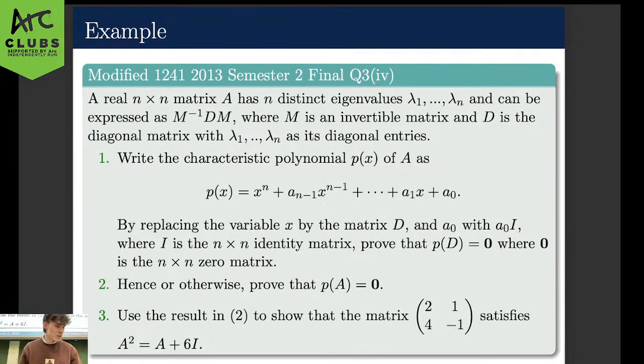Now the first part of the question says, write the characteristic polynomial p of x of A in the form of a general degree n polynomial. And then it says to replace the variable x by the matrix D and replace the constant a0 by a0 multiplied by I, where I is the n by n identity matrix. Now it asks us to prove that P of D equals the n by n zero matrix.